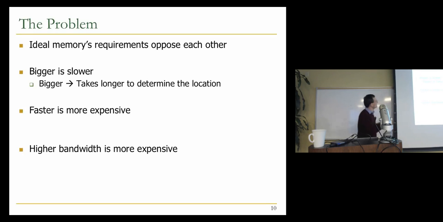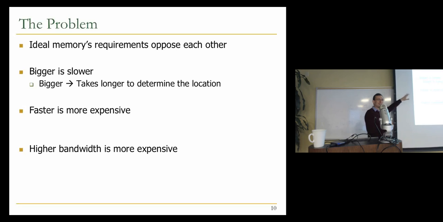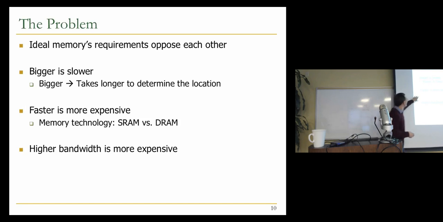So bigger is slower because it takes longer to determine the location that you're trying to access. You probably design decoders for memories, right, or register files. If you have an 8-entry register file, it takes much shorter to access than a 128-entry register file. OK, these are all basic, right? You covered this in 213. This is also 213 material. Maybe not. Maybe 240 a little bit. But faster is more expensive. Memory technology will cover SRAM and DRAM. SRAM is more expensive because it uses a lot more transistors.